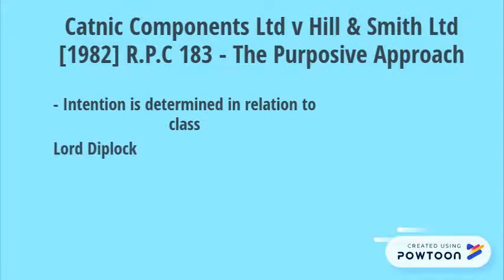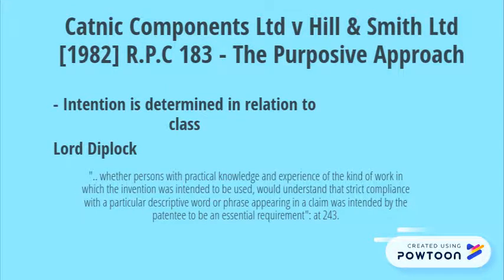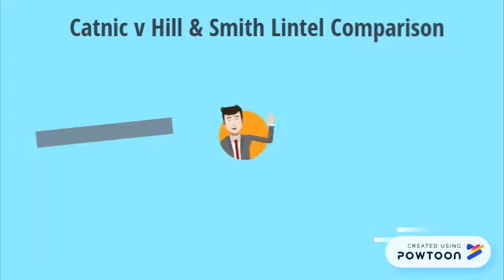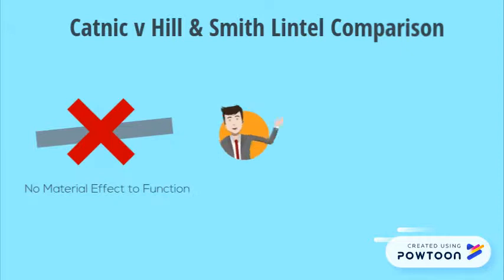Lord Diplock analogized that the intention of the patentee was based upon whether one who was skilled in the art of building operations would view a slight inclination as essential to the function of the feature as a whole. In examining the variation of the steel lintel used by Hill & Smith, it was identified that a slight vertical inclination provided no material effect to the function of the lintel, and that persons of practical knowledge would understand that such an alteration provided an immaterially negligible effect upon the function of the lintel, and is therefore an infringement.